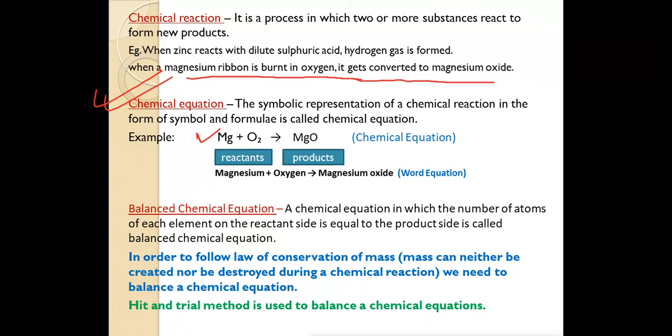On the left side, we write the reactants, and on the right side, we write the products. And in between, an arrow is given. So this is our chemical equation. If we write chemical equations, we will save our time also, and it is easy to write. Now we'll read about balanced chemical equation. So what is a balanced chemical equation? A chemical equation in which the number of atoms of each element on the reactant side is equal to the number of atoms on the product side is called a balanced chemical equation.